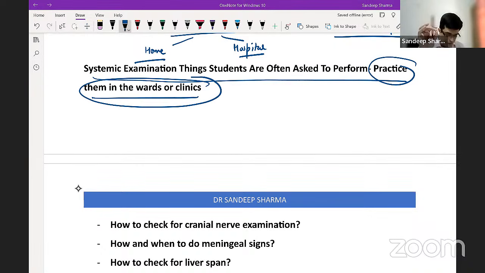Sometimes your name starts with Z. You're the last person. The examiner is tired of taking the viva. All he's interested in is, now I go to the hotel and I chill. So he will ask you your name and he will ask you, what is your case? You will say, sir, CNS case. So he will simply say, tell me the summary. You tell the summary. He will say, okay, perform the meningeal signs and go. Now your pass and fail depends upon whether you can perform meningeal signs or not. So that is why certain examination findings are often asked of students. You should practice these in wards before you go for the actual exam.